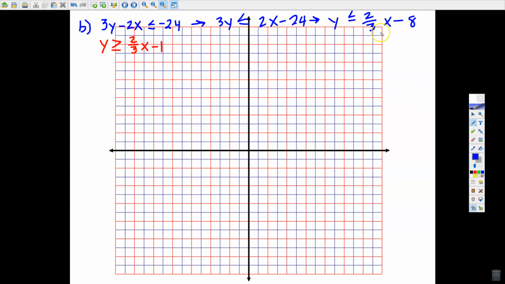And I'm ready now to sketch the boundary line, which would be the equals version of this. Y equals 2/3 x minus 8. And so I'll go down to -8 on the y-axis. And then I look at the slope. It's 2/3 positive, so up 2, right 3. And since it says or equal to, this is going to be a solid boundary line.